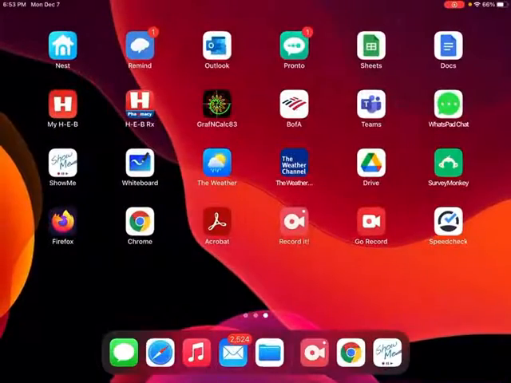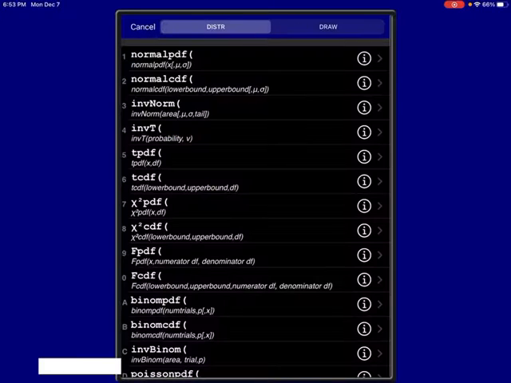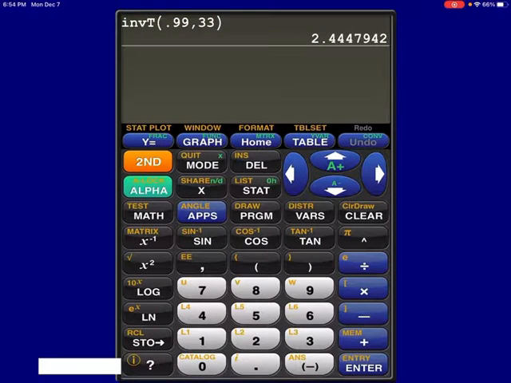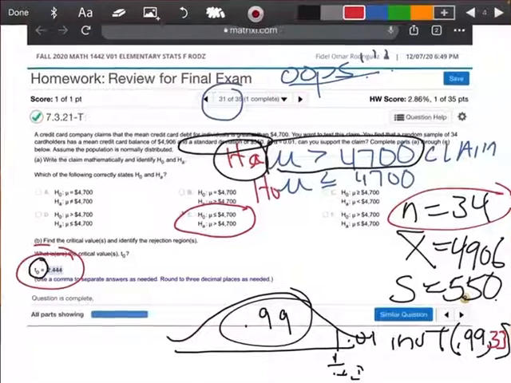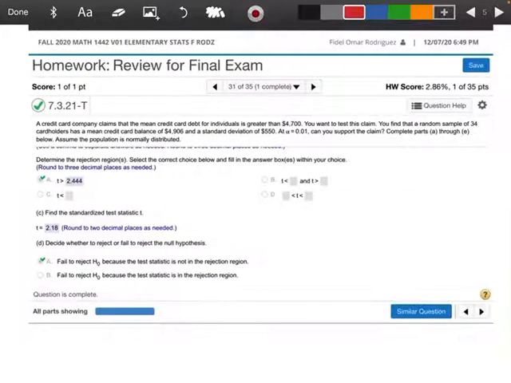So let me show you how I'm going to do this on my calculator. Let me clear this out. I'm going to go second bars, to inverse T, 0.99, comma, 33, hit enter, and I'm coming up with 2.44. It was asking me to round it to 3 decimal places, so it was actually 2.444. So that's how I'm getting that number right there. Then let me go on to the next part.